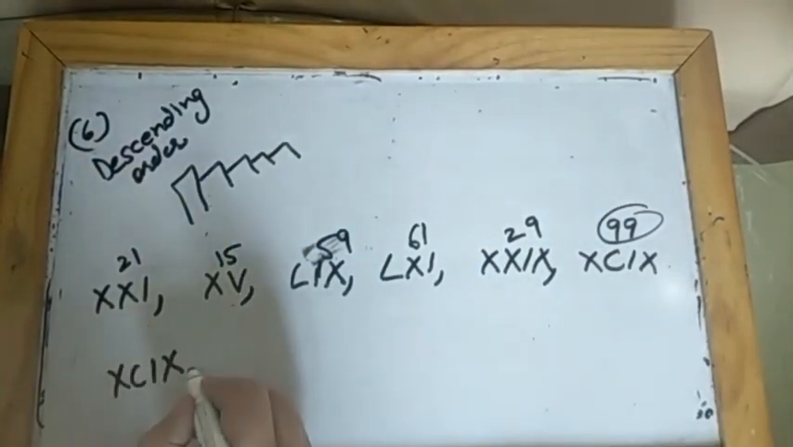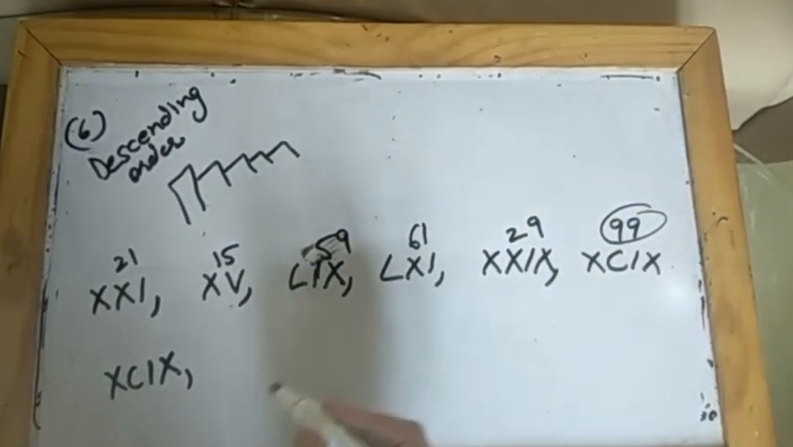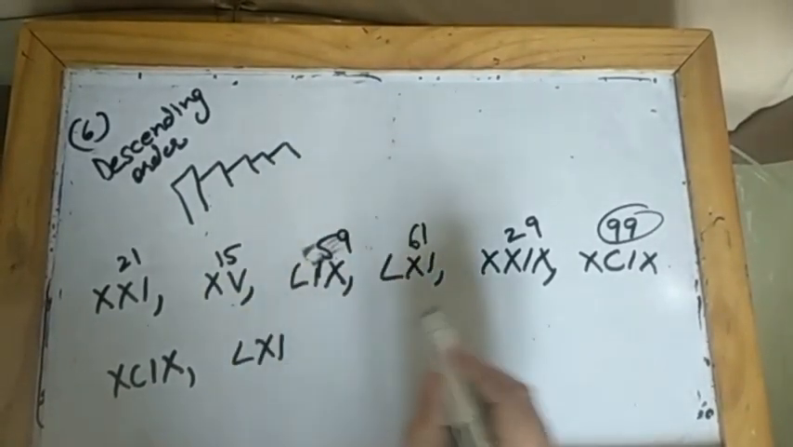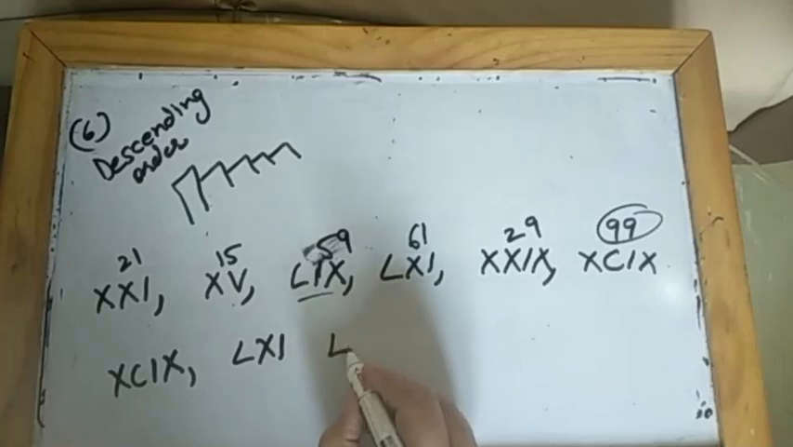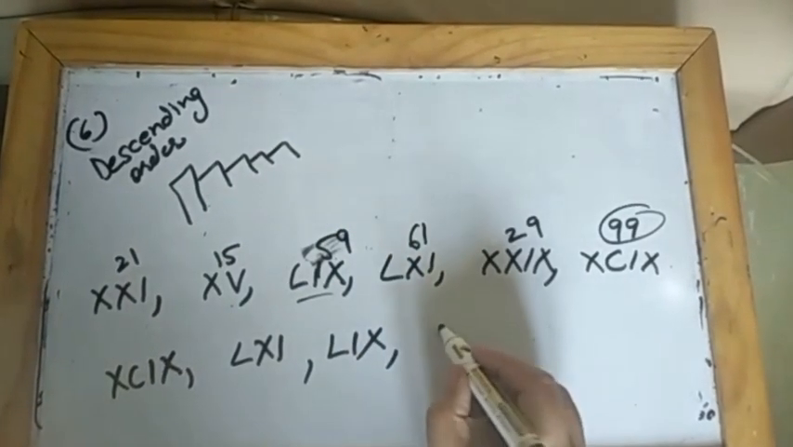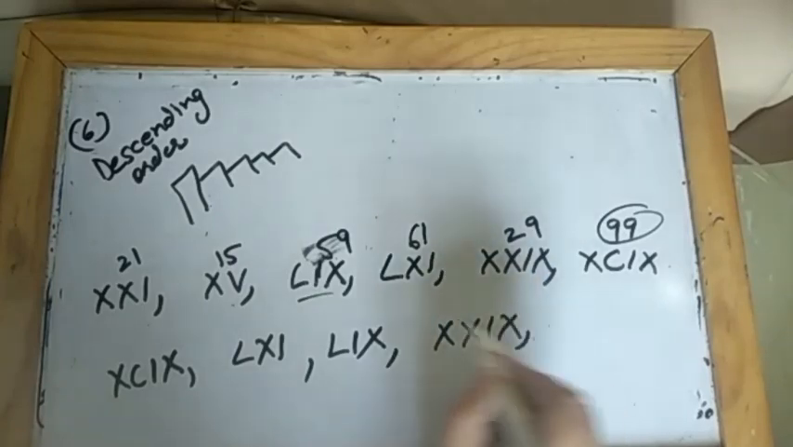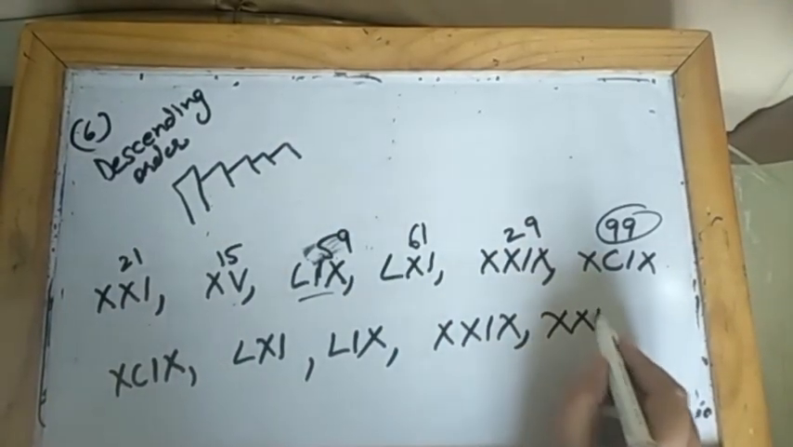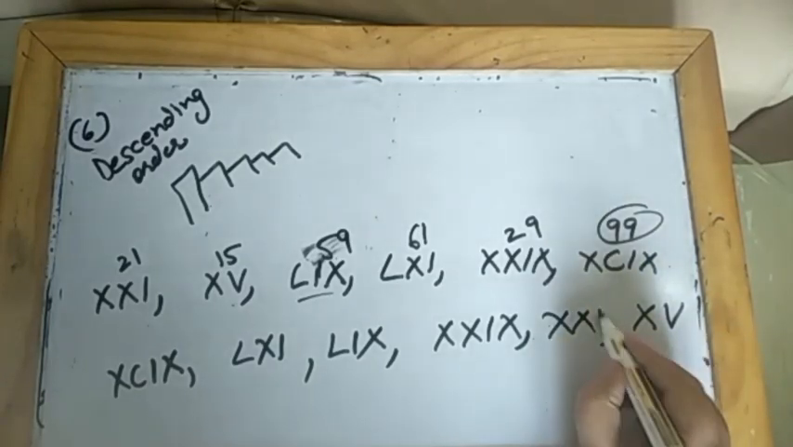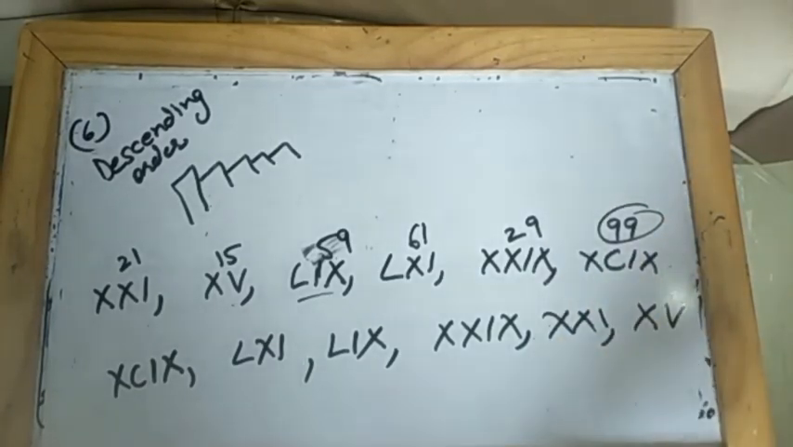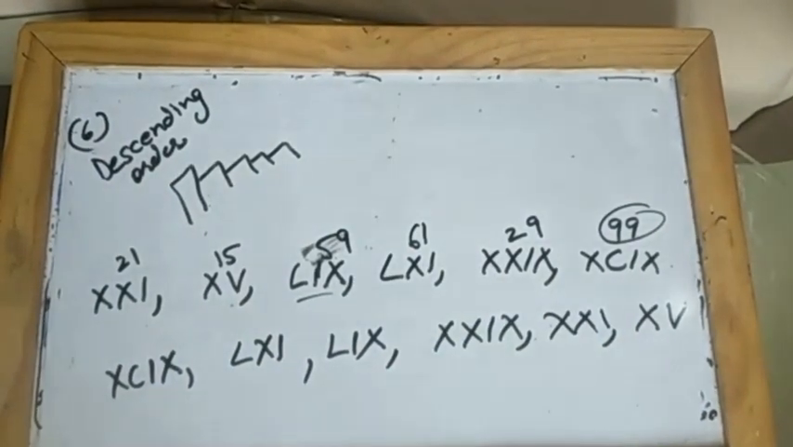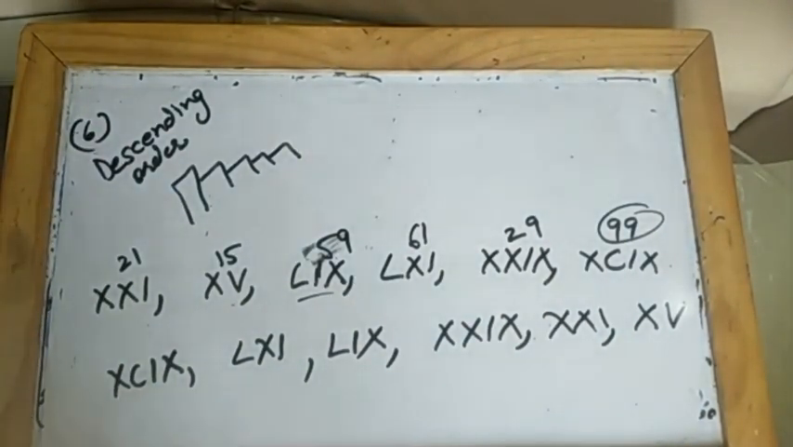So I'll write the symbol for 99, and then comes 61, then 59, and then 29, then comes 21, and at the last comes 15. So this is how we write in descending order.